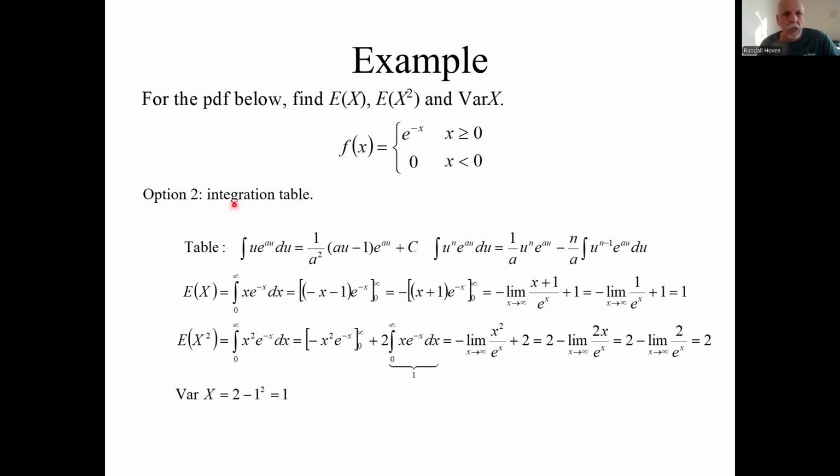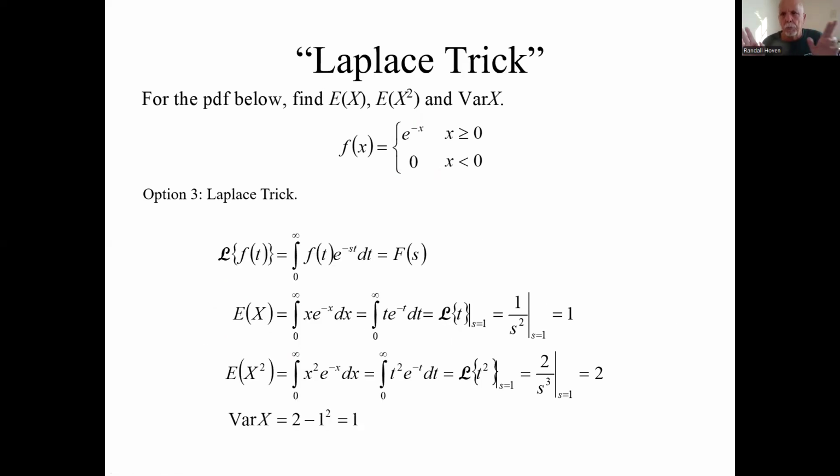Or you could say, I'm just going to cheat a little bit and use the table, and from the table you can find it again. Let's see again. Here's what the mean is. You can write that down from this. Here's what the mean square is. So this is all about taking these two integrals.